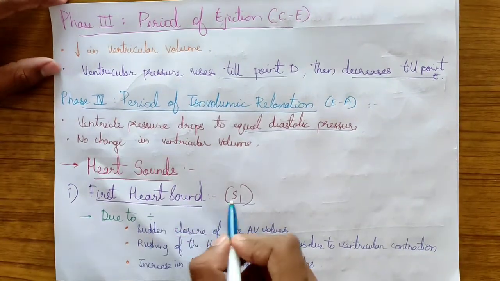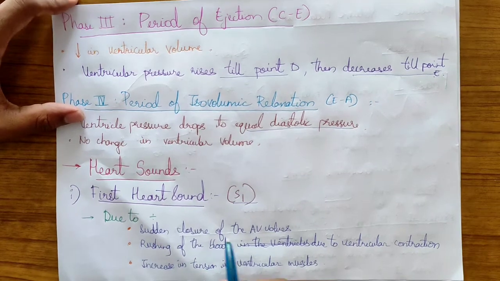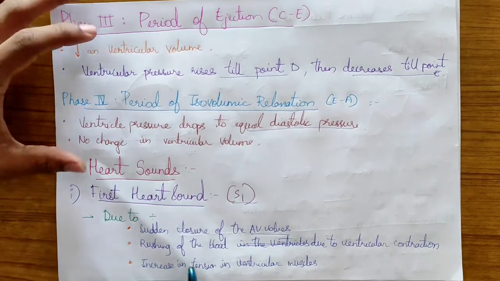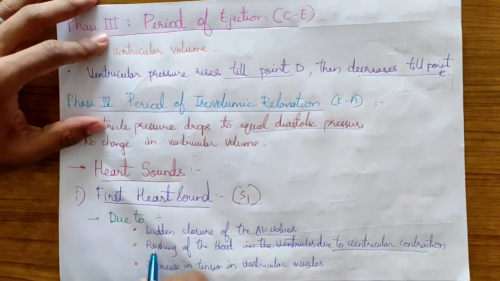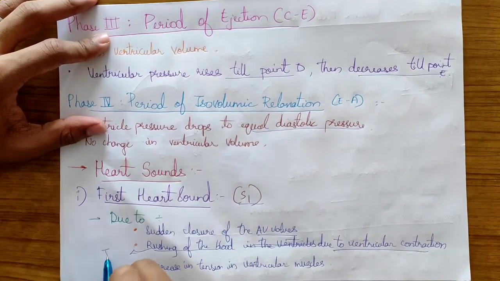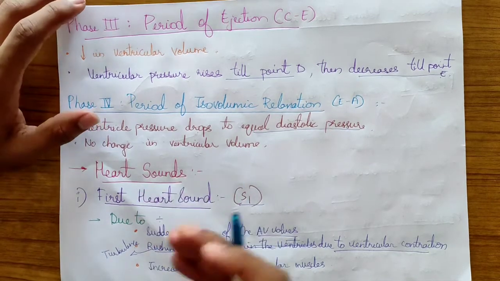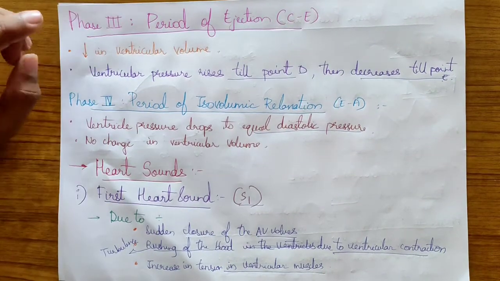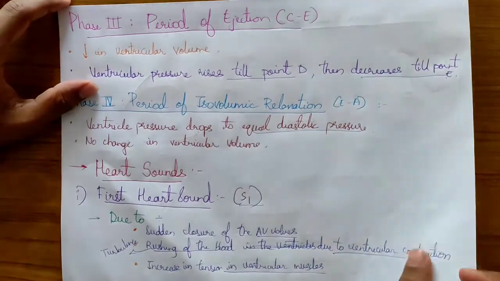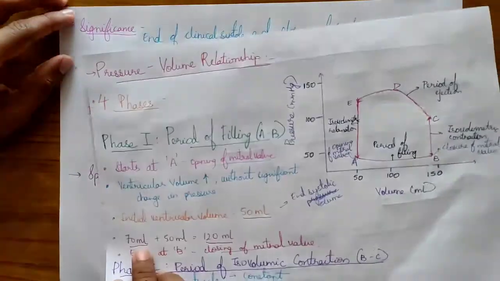The first heart sound is also called the S1 sound. It is due to the sudden closure of the AV valves, the rushing of the blood due to the ventricular contraction, which causes turbulence of the blood and also contributes to the heart sound, and the increase in the tension in the ventricular muscles due to the contraction. So these are the reasons due to which the first heart sound is caused.